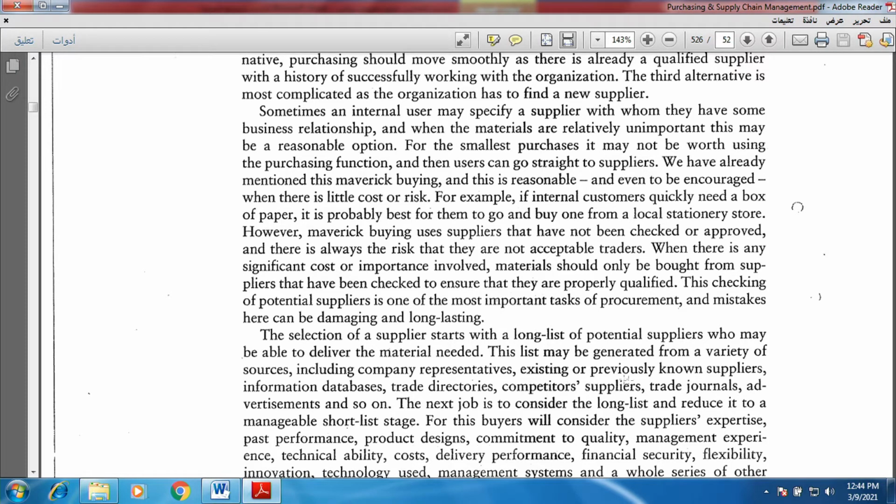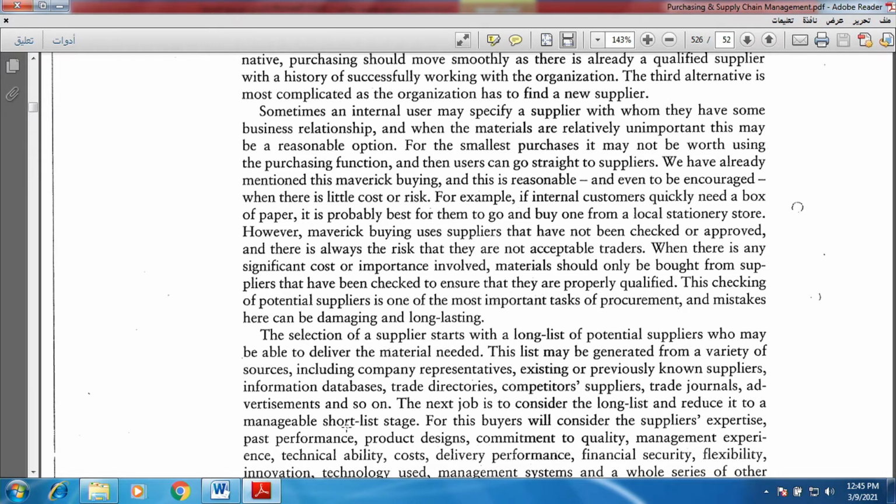And this suppliers list comes from different information areas. We have our information database, we have our trade directories, we can see the competitors' suppliers to know whom they are working with. You can find some trade journals or professional journals, and the advertisements by the suppliers themselves. This is the first stage, to have the long list. Following this, we move to the short list.